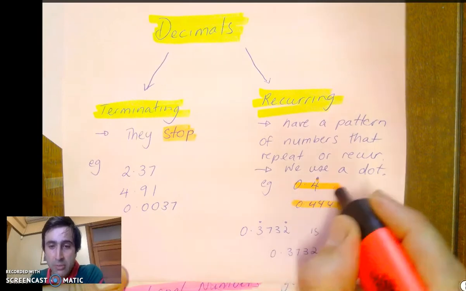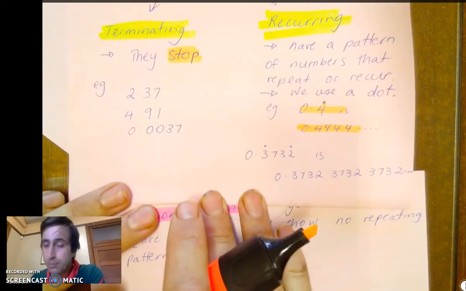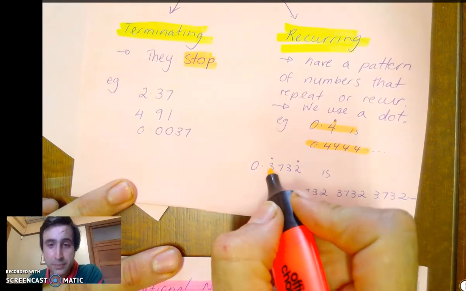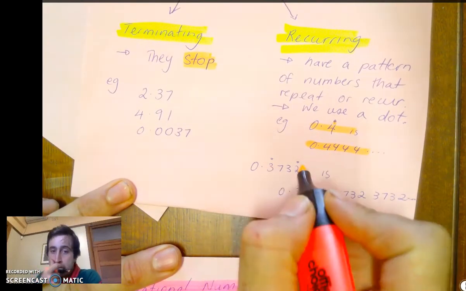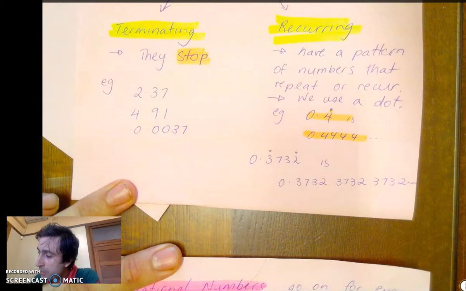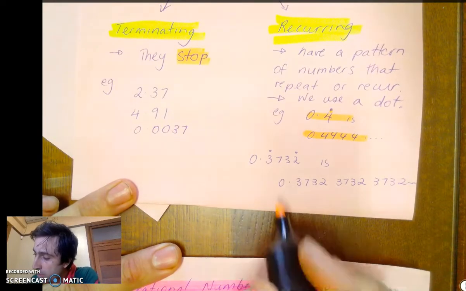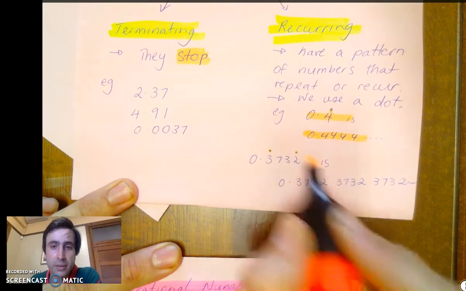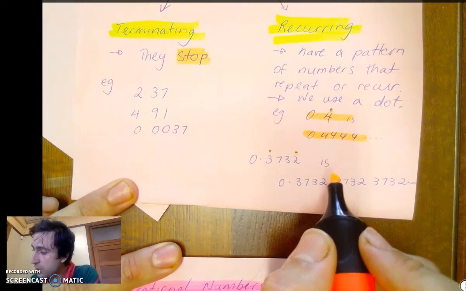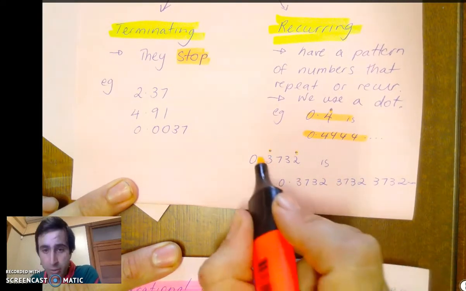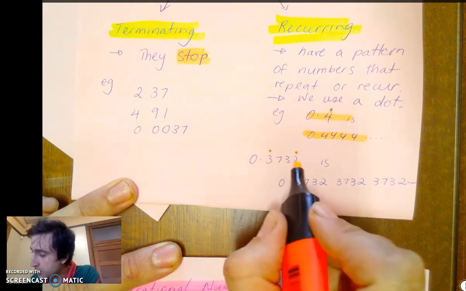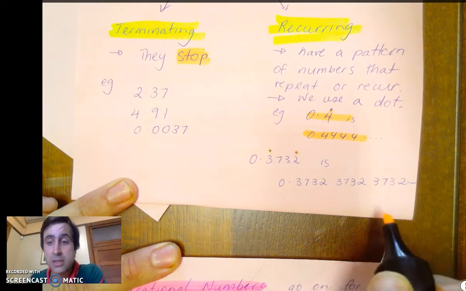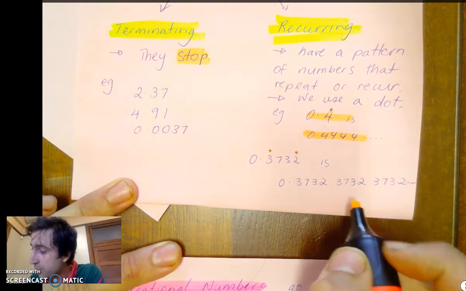But sometimes you might have a situation where you've got two dots. Why are these two dots special? They're special because all of the numbers from the first dot to the last dot are the repeating pattern. So in this case you've got 0.3732, 3732, 3732, 3732 forever and ever. It is 0.3732 recurring.